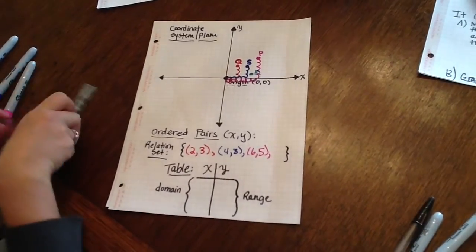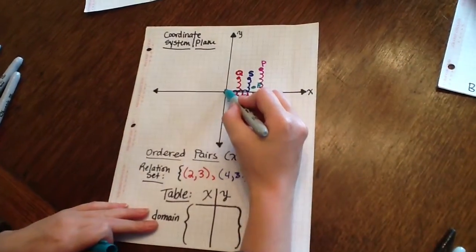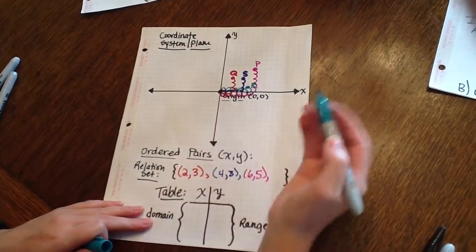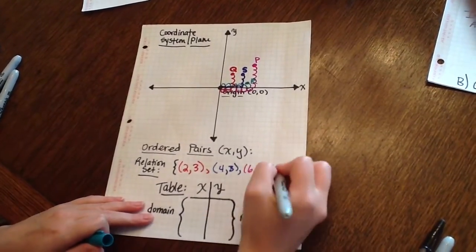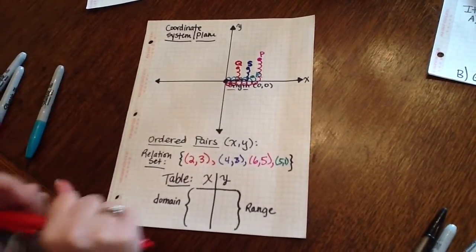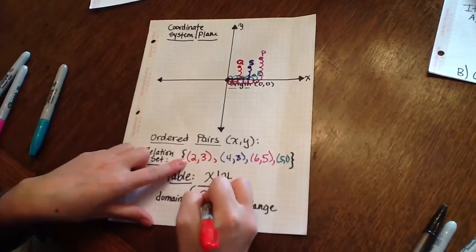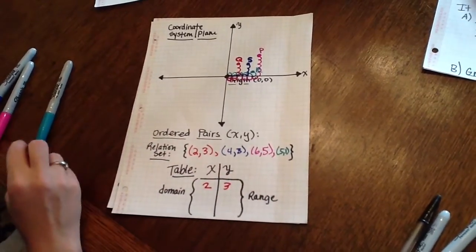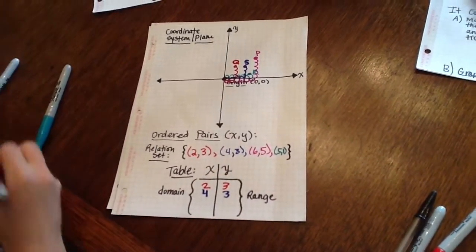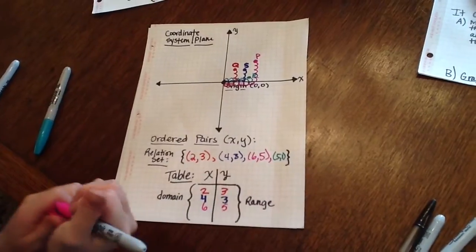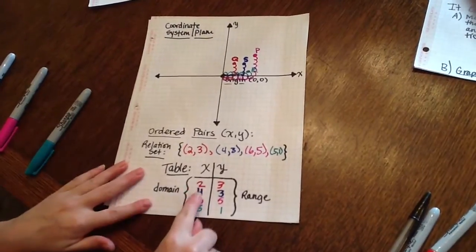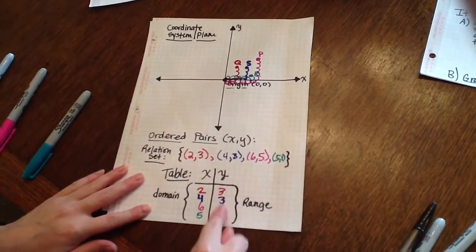And our last point, which is point R, we have to start at the origin. We have to go over 1, 2, 3, 4, 5 units, and then we go up 1 unit. So we have 5, 1. All right, let's go ahead and put these points on a table. In order to put point Q, we would put a 2 over here and a 3 over here. We would put a 4, 3, 6, and 5. We'd have 5 and 1. So there's all of our x values, or our domain, and here's all of our y values, our range.